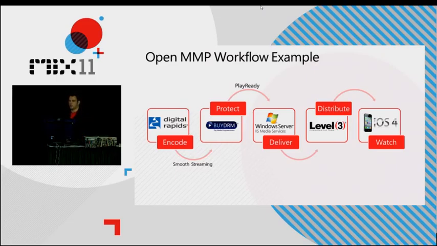And then, if you don't want to do your own encryption or your own protection, you could go pay a DRM service provider such as BuyDRM, for example, to protect your media. They apply PlayReady encryption to it, then they host it on a Windows server with IIS Media Services, and then maybe you end up using Level 3 CDN to distribute that media down to your client. And in this case, maybe that client is an iOS-based iPhone or iPad that's running Smooth Streaming Porting Kit and PlayReady DRM Porting Kit on top of it.